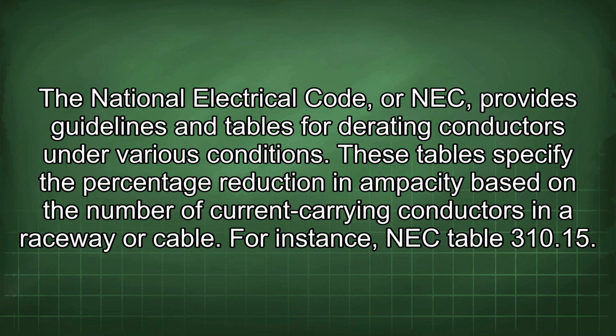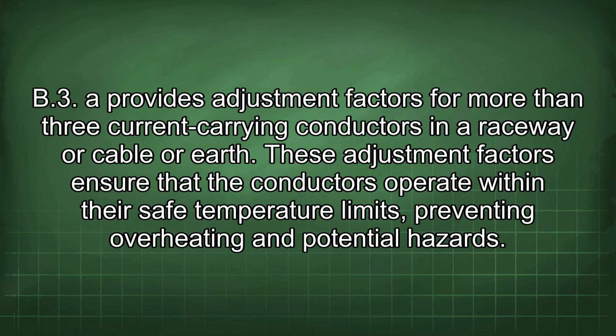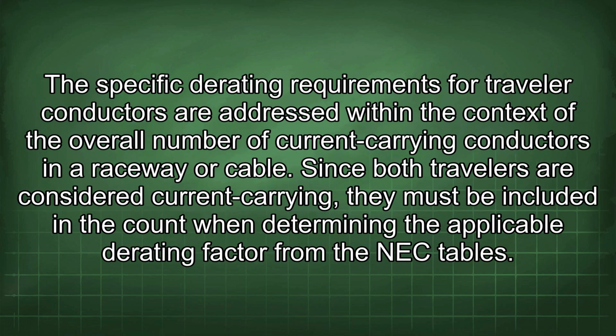These tables specify the percentage reduction in ampacity based on the number of current-carrying conductors in a raceway or cable. For instance, NEC Table 310.15(B)(3) provides adjustment factors for more than 3 current-carrying conductors in a raceway, cable, or earth. These adjustment factors ensure that the conductors operate within their safe temperature limits, preventing overheating and potential hazards. The specific derating requirements for traveler conductors are addressed within the context of the overall number of current-carrying conductors in a raceway or a cable.